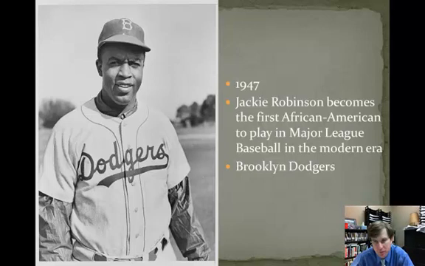In 1947, Jackie Robinson became the first African American to play in Major League Baseball in the modern era, and he played for the Brooklyn Dodgers. There were African Americans who played before the modern era, but this is the first in the modern era. That was a major milestone because now you had segregation breaking down in modern professional athletics where it existed.